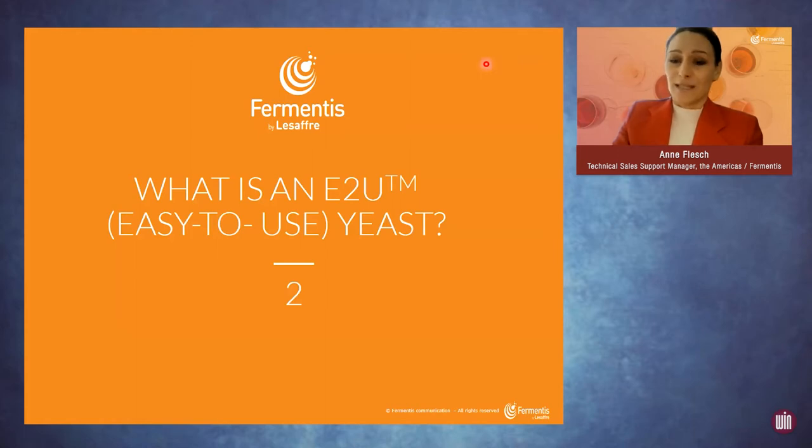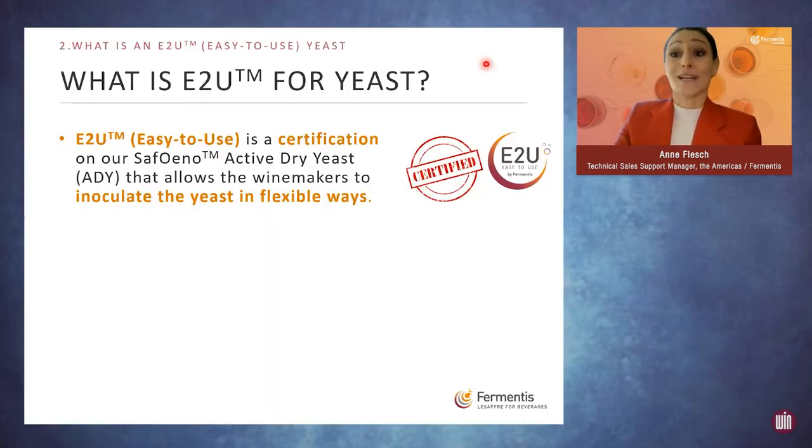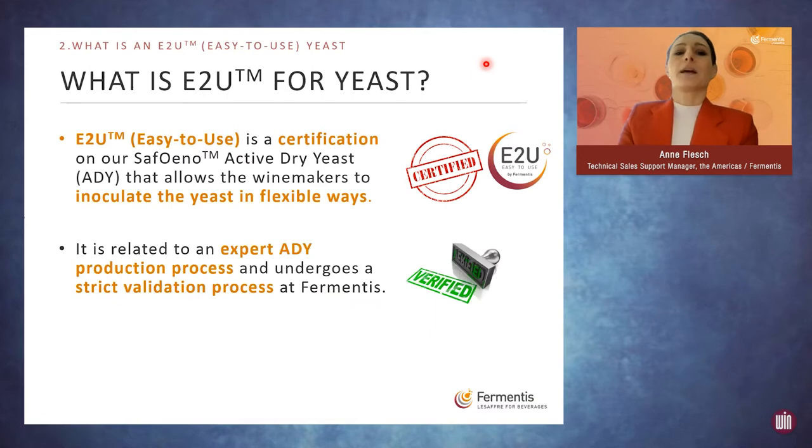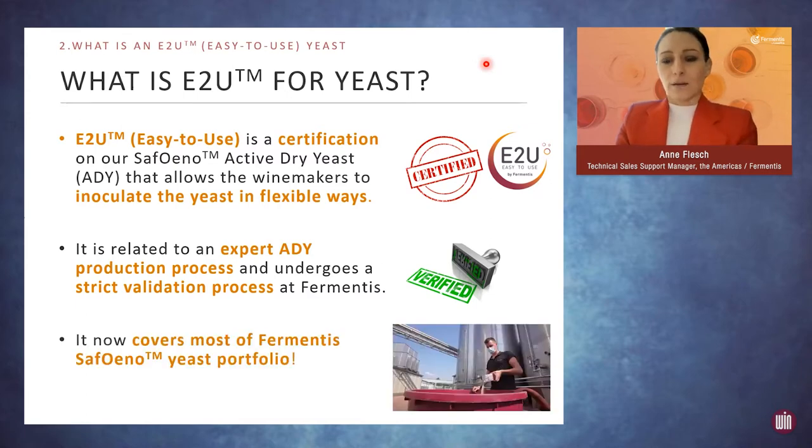So what is an easy to use yeast? So E2U stands for easy to use. It is a certification on our SAF Oeno active dry yeast. I will refer to active dry as ADY in this presentation. So it allows a winemaker to really use our yeast in a more flexible way. And I think the word flexible is very important. You don't have to direct pitch. You can still do a full acclimatization if you want. It just gives you more flexibility. It is related to an expert active dry yeast production process from Lesaffre and Fermentis, and it undergoes a strict validation process, and I will present both in this presentation later. And what's important is that it covers most of the Fermentis strains and not only one or two. You still have a full diversity of choices out there.